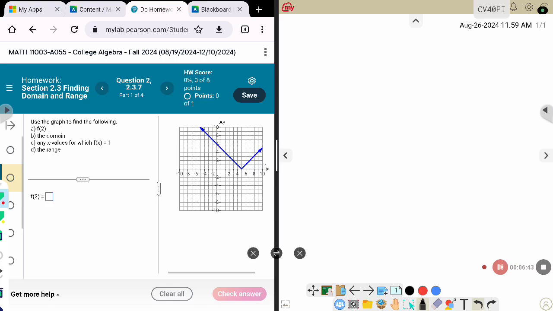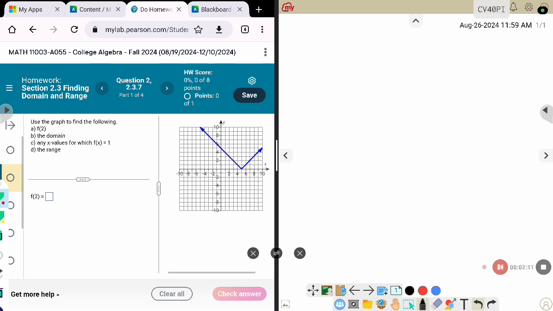Okay, so here is another problem asking questions about domain and range and finding different values. But this one is different because, unlike the last problem, it's not just a group of separated points. It's a continuous graph. These arrows on either end of the graph mean it's going on forever and ever to the left and the right.